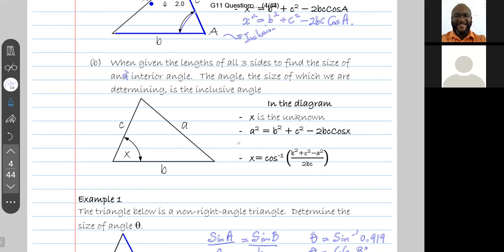There are some schools that actually give this to students as a formula. I think that's ridiculous. I wouldn't do that to you. In this case, the angle that you want to find is the inclusive angle. All right, let's show this to you in action.